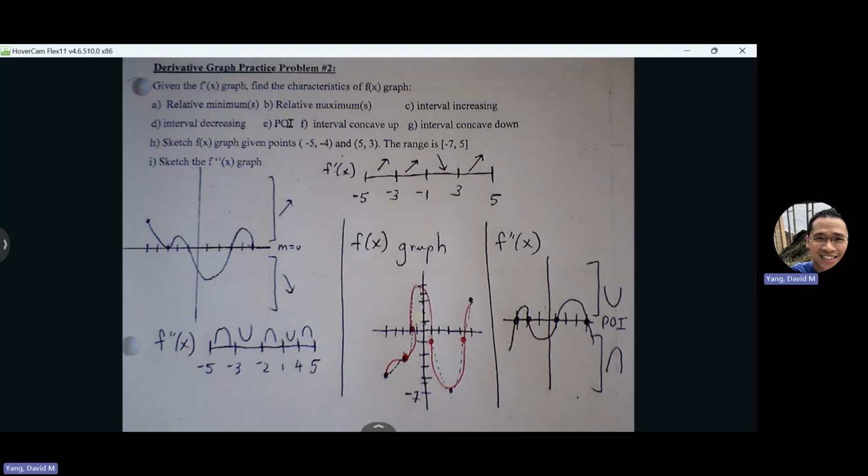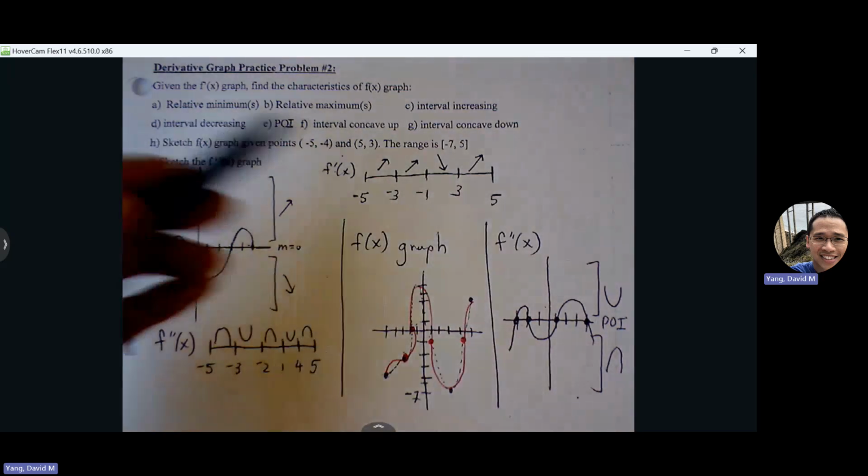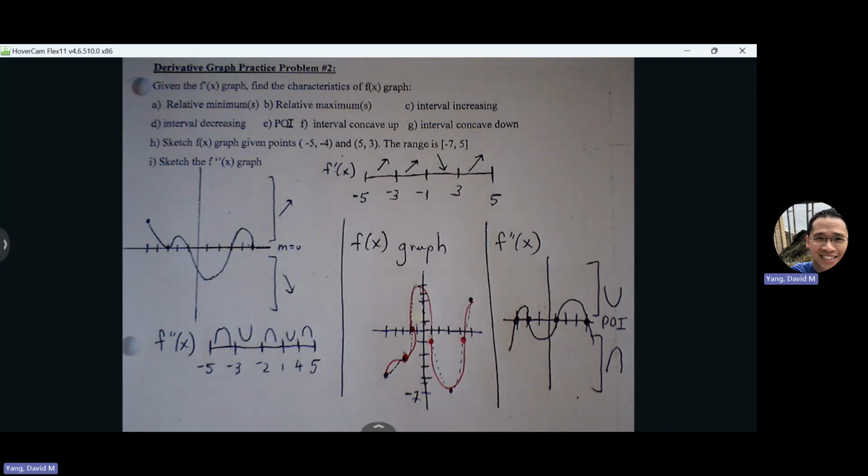Okay, everybody comfortable with this type of problem? You'll see, basically it'd be a different graph, but the steps are all the same on tomorrow's quiz.